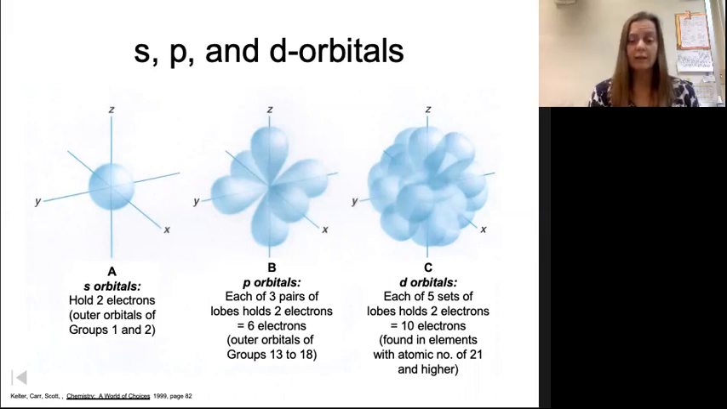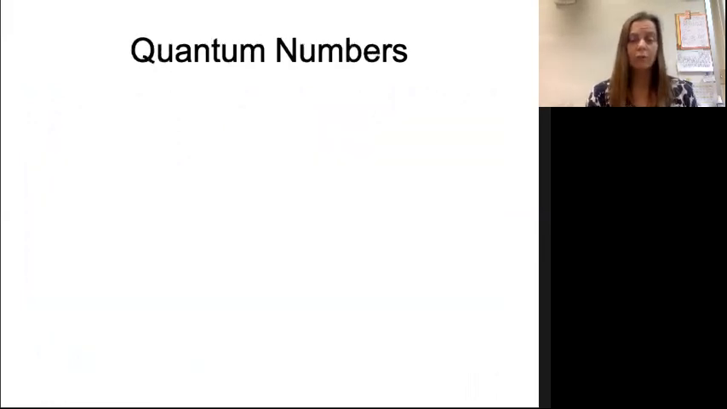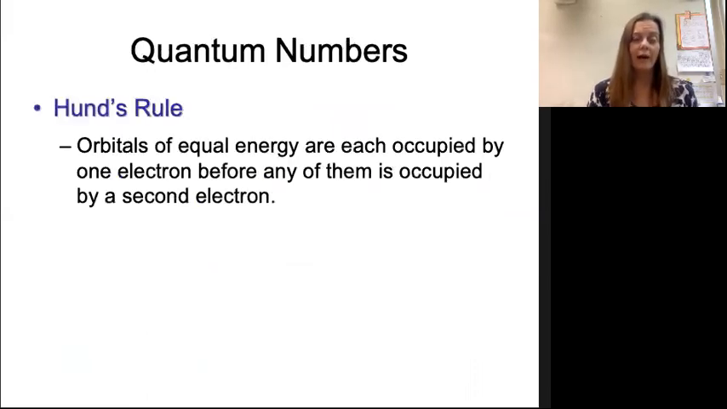We're going to talk just a little bit about Hund's Rule. So Hund's Rule tells us that if we have orbitals that have equal energy, so if we have 3 p orbitals or 5 d orbitals, all at the same energy level, they're each going to be occupied by 1 electron before any of them is occupied by a second electron. So we go back to that analogy of if you all go to get on a bus, everybody's going to take their own seat. It's not until we run out of empty seats that you would double up in a seat. And so electrons are the same way.